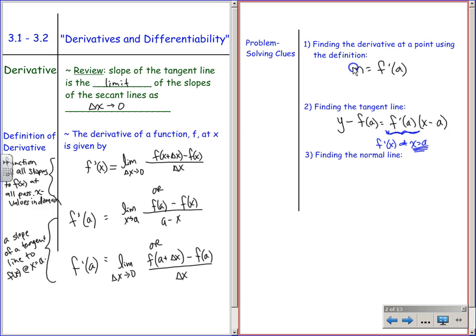So how are we going to find a normal line? Still a line, right? But what's different? Perpendicular. Negative 1 over f prime of a. Good. Normal to a curve, we'd have to find the tangent line first, aka the slope of the tangent line, I should say first, and then opposite reciprocal, and we're good. We're good to go.